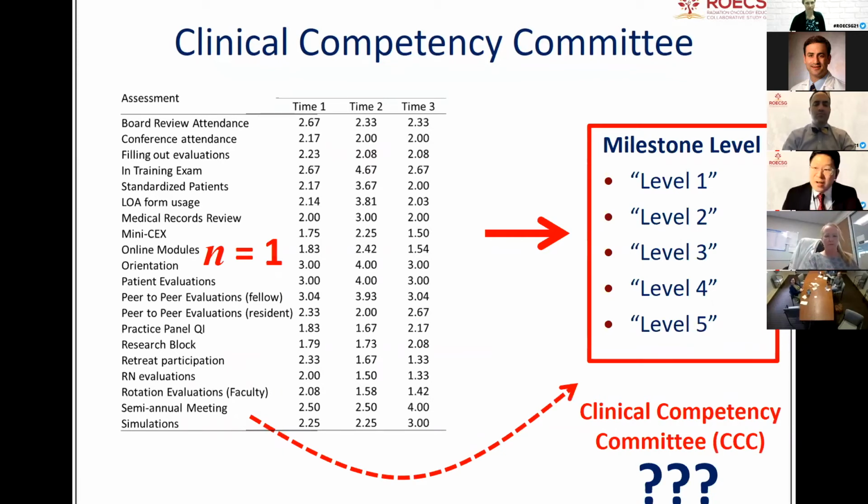So here you can see in this table, there's a range of different assessments that are used. This is from internal medicine again, but there are about 20 plus assessments in internal medicine that the clinical competency committee in this particular setting use to make decisions. And they're tasked with synthesizing all of this information, and this is an N of 1.